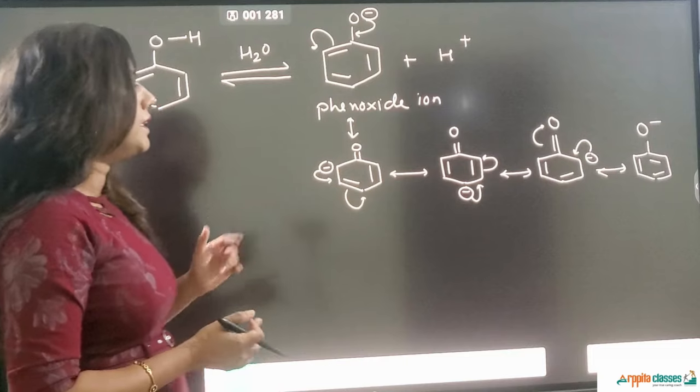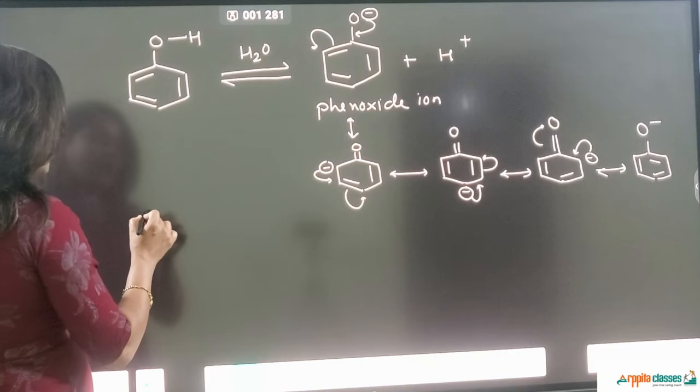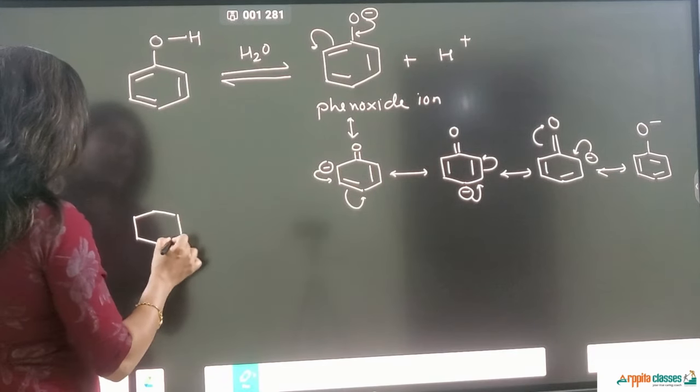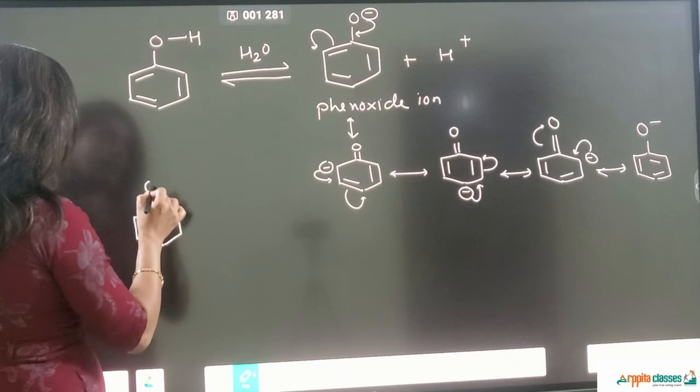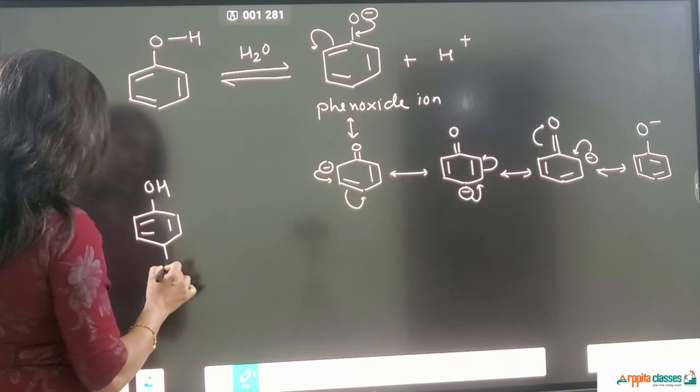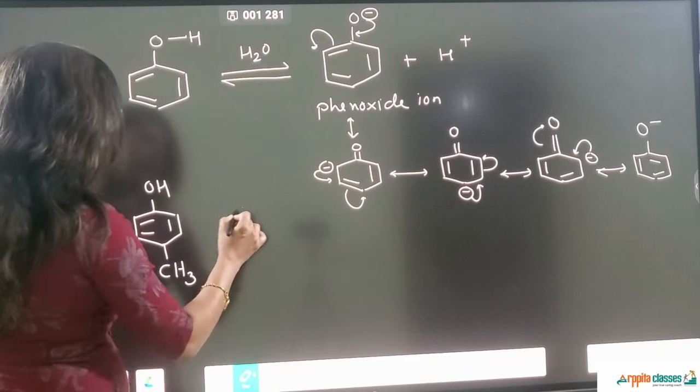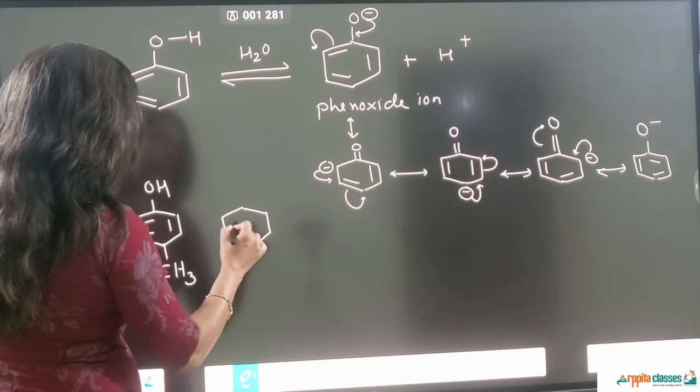Okay. Another thing is, if there are electron donating or electron withdrawing groups attached to phenol. Suppose there is an electron donating group here, okay, and there is an electron withdrawing group here.